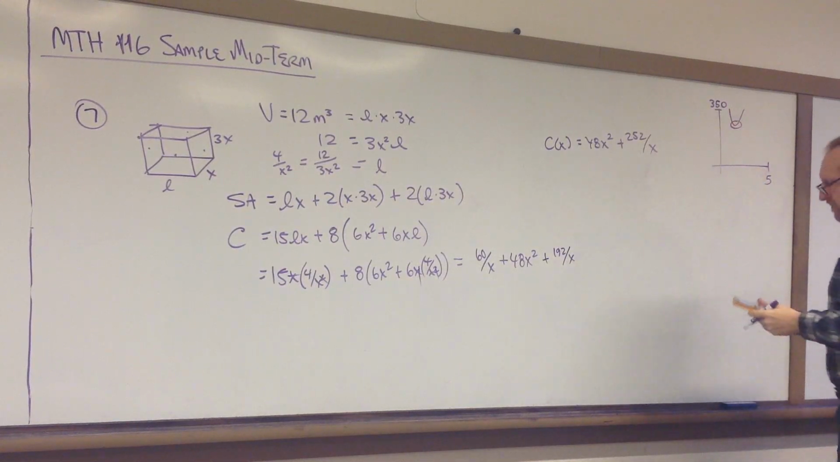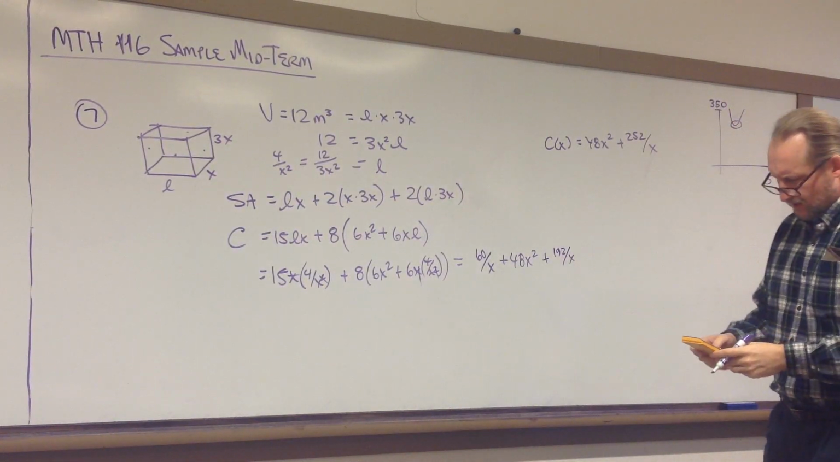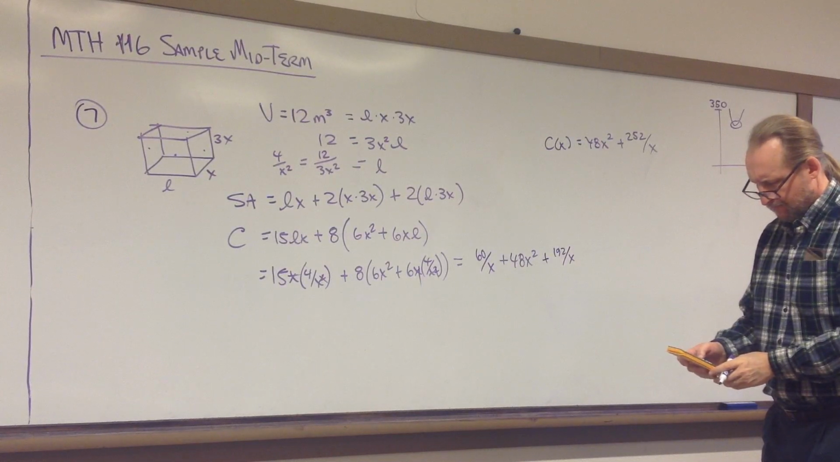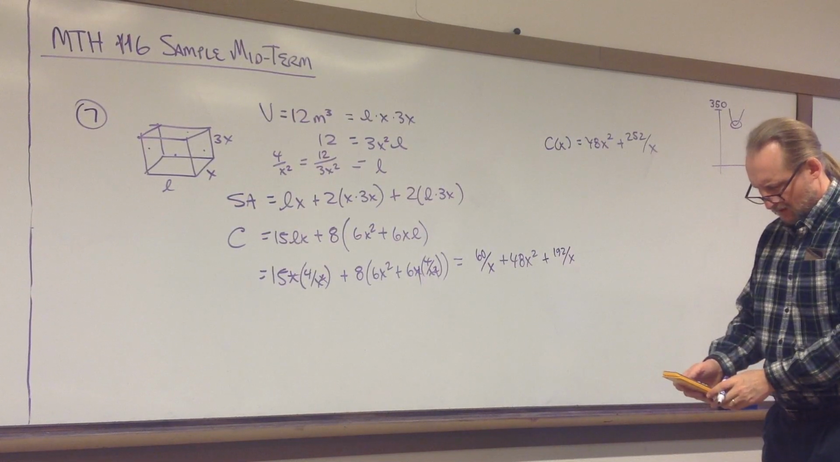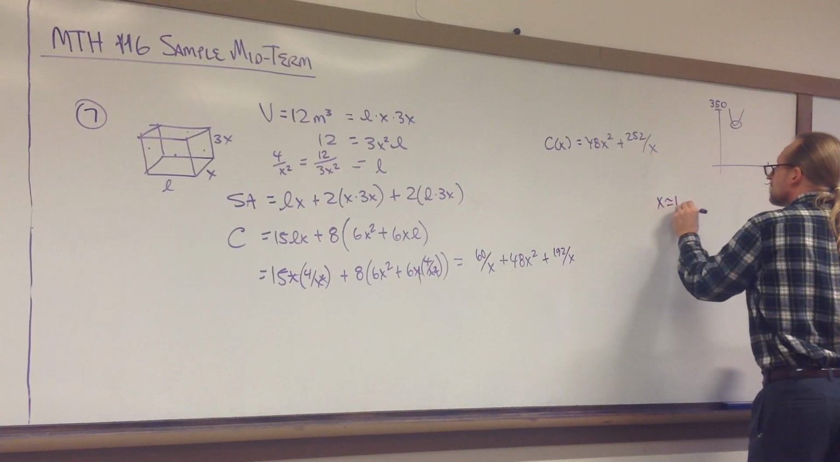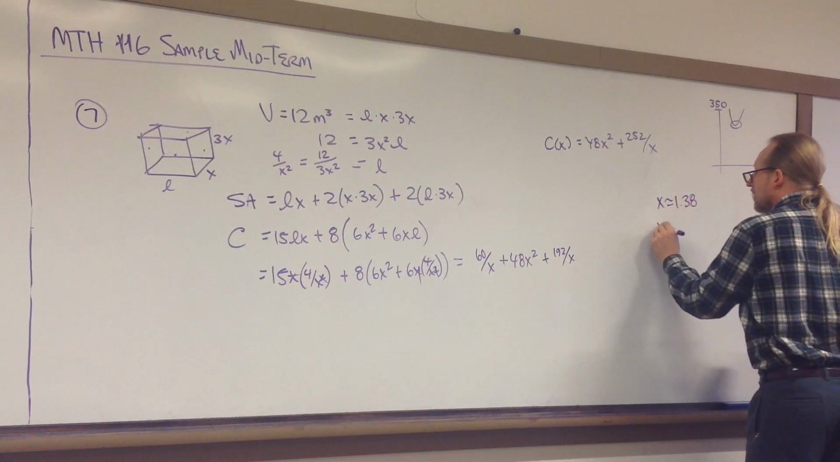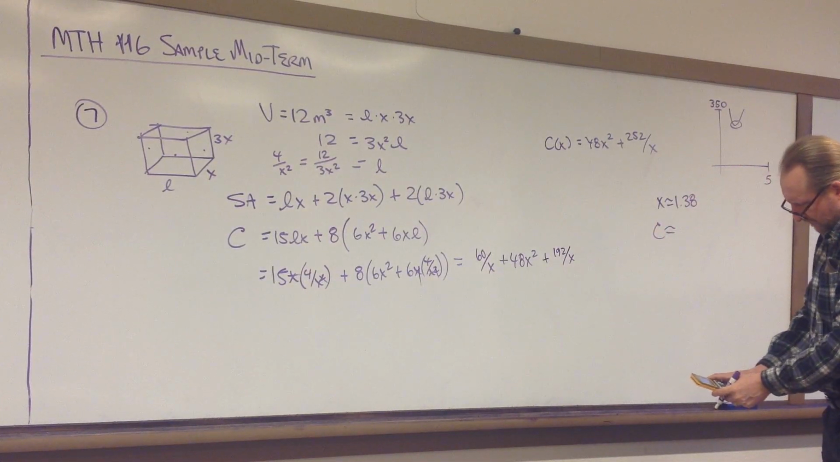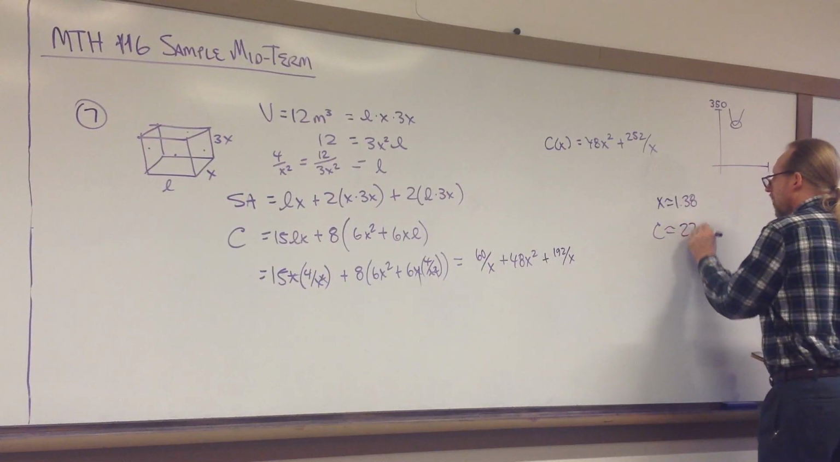Okay, so there's our minimum right there. Let's go in and find out what it is. X is 1.38. And our cost is going to be 274.02.